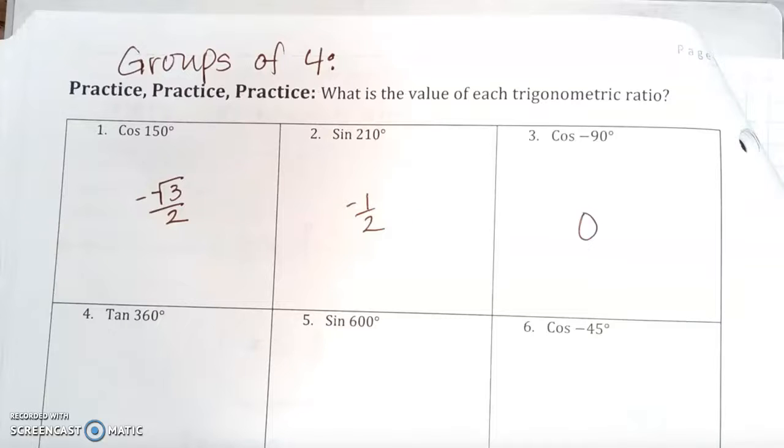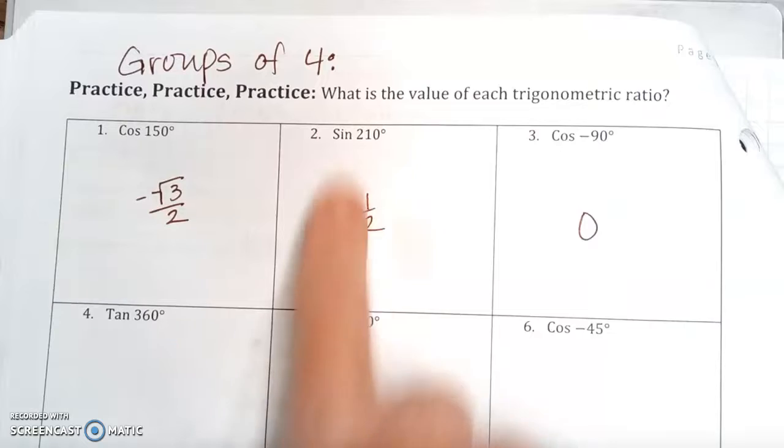All right, at the top of page 16, you're just going to practice until you are like, okay, I'm sick of this. I'm going to do the first 3 with you, and then the rest you'll do in your groups of 4. So what is the value of each trigonometric ratio? For number 1, they want the cosine of 150, so you go to 150. You look at the first number, which is negative rad 3 over 2.